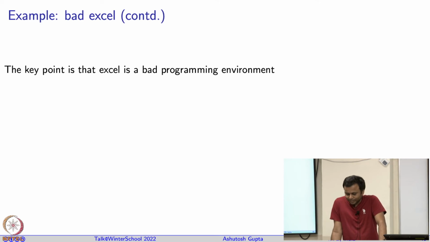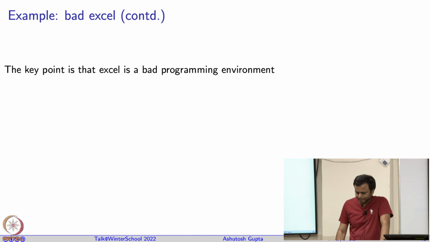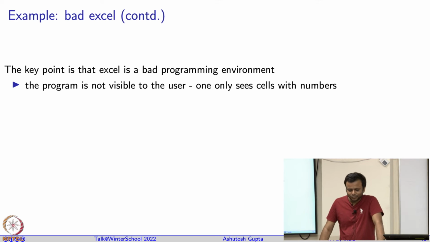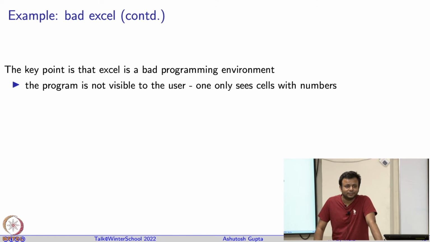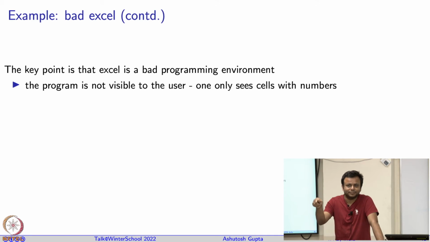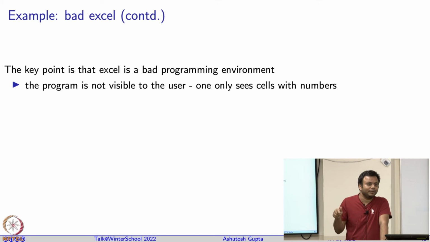The program is not visible to the user. When you look at a cell, you just see the cell. You don't see what the code behind it is. This is a big problem, because even very complicated code can be hidden underneath a cell, and you see only the output value. That's the big problem.